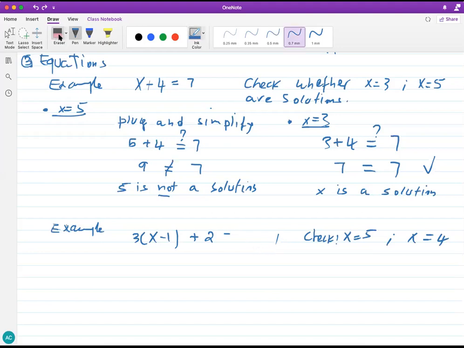Okay, so let me rewrite that. Plus whatever this was, probably 3. So we're going to check both of these. Check x = 5 and x = 4. Start with x = 5.